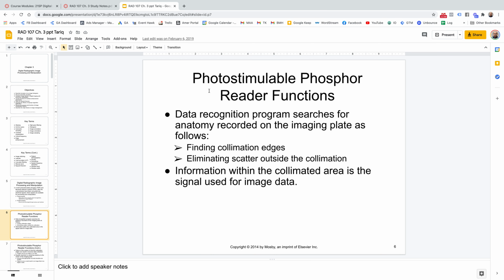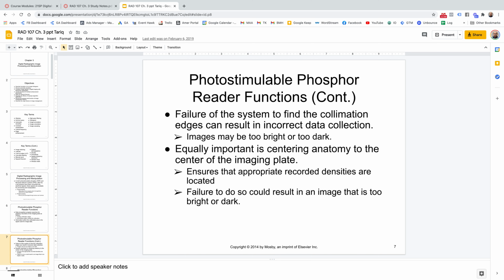The PSP reader's main jobs are finding the collimation edges and eliminating scatter outside of the collimation. Information within the collimated areas is the signal used for image data. So this is the actual reader. The failure of the system to find the collimation edges can result in incorrect data collection. The image could be too dark or too bright. And equally important is centering, so that you get the body part on the imaging plate. That ensures that the appropriate recorded densities are located. If you don't center on the cassette, the image could be too bright or too dark.